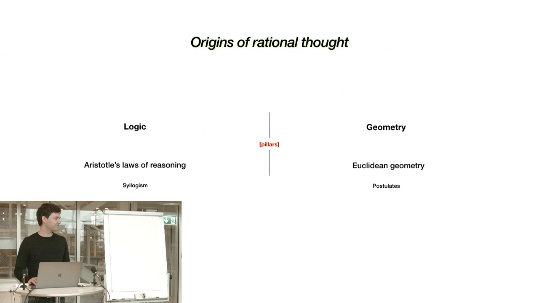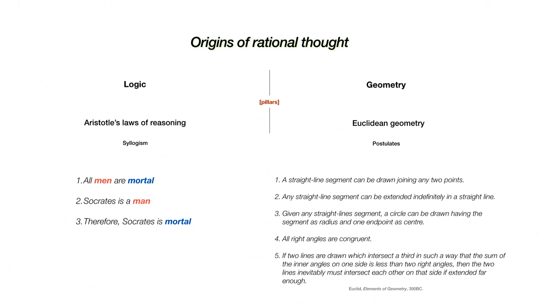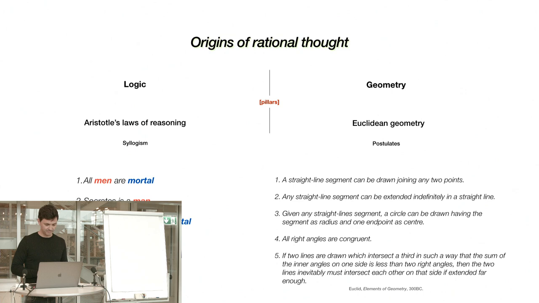And these two fields, logic and geometry, have two very important references. In logic, we have Aristotle's laws of reasoning. What do they teach us? They show us how to operate with words and with sentences to create an argument. For example, if we place the subject and the predicate within a sentence in a certain way, and then put sentences in a certain order, what you can achieve is that you start with a sentence that is true, and add another sentence which will make sure that the conclusion you make is also true.